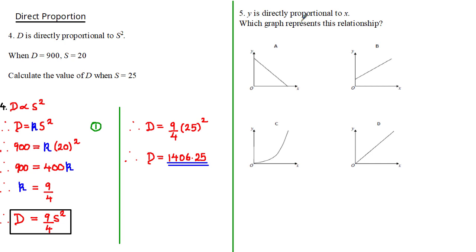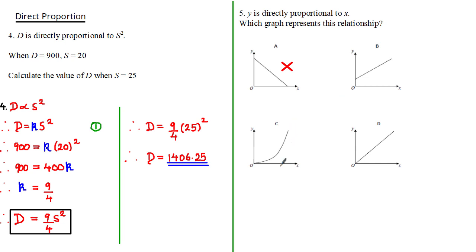So here we're told that y is directly proportional to x. Which graph represents this relationship? So we're going to do this by process of elimination so that you can get a better understanding of what's going on visually. So starting with A, looking at this graph, we can see as the value of x increases, the value of y decreases. Given the definition of direct proportionality, which states that two quantities would both increase or both decrease at a constant rate, we could immediately exclude this example.